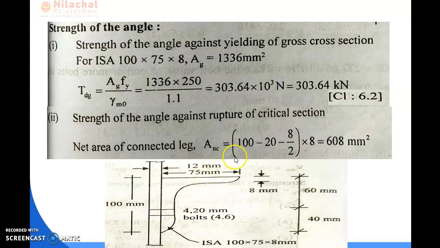So the formula is: length of the connected leg minus diameter of the bolt minus thickness of the connected leg divided by 2, multiplied by thickness of the connected leg. So by putting this value as 100 minus 20 minus 8 by 2, whole multiplied by 8, we got the value of net area of the connected leg, which is ANC, as 608 mm square.